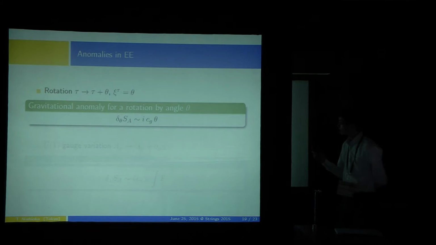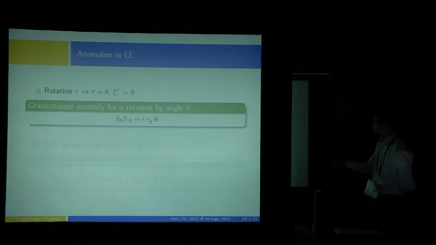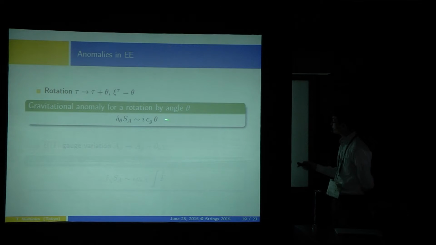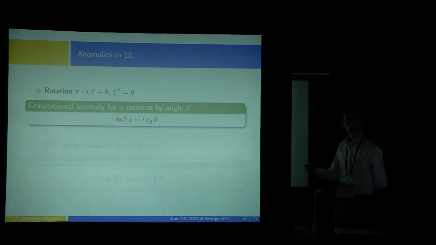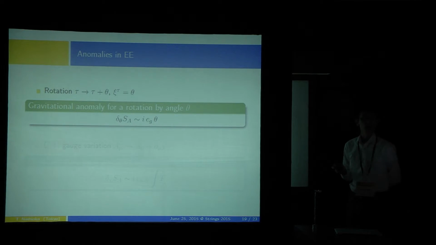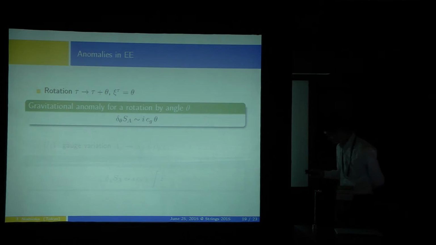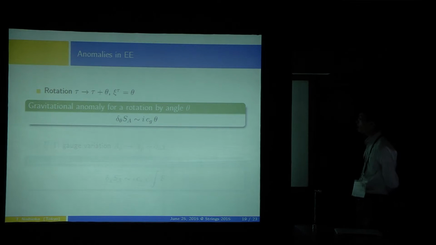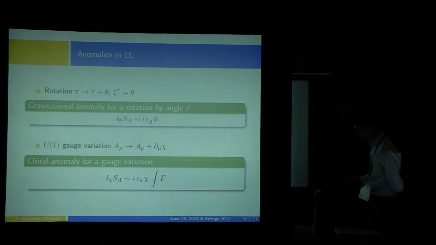Actually, this is completely equal to the previous result I showed you by using the CFT method, because now Cg is proportional to Cl minus Cr, the difference of the central charges, if the theory has conformal symmetry. But here I don't use any conformal symmetry in this derivation. So this is a broader result. Okay, so next let me consider gauge variation.